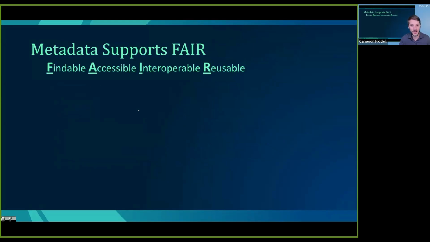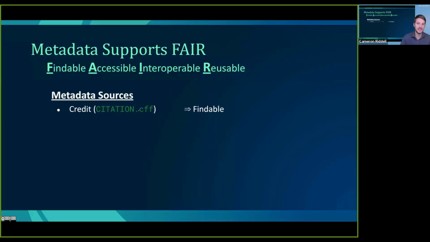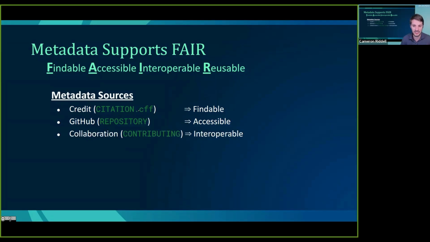Our FAIR acronym supports our metadata because if you have a metadata source like our citation.cff file for giving credit, GitHub actually indexes the citation.cff file to help make your repository more findable. You also have the fact that it's on a GitHub repository. It is publicly posted and freely accessible. This helps the accessibility of our project. We have collaboration guidelines. This helps us be interoperable because we are advocating working with other people. And of course, the documentation will also help here as well.